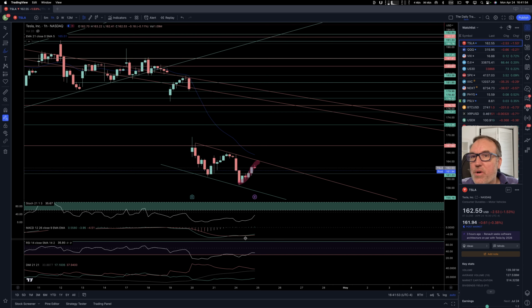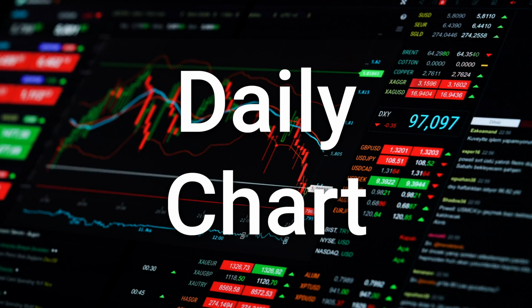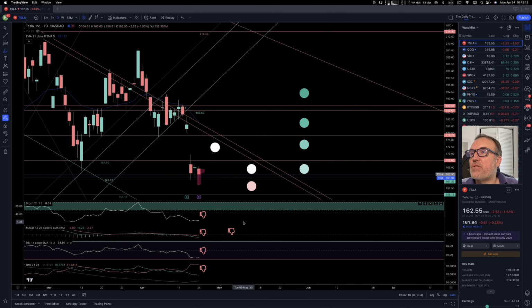We have a MACD bullish crossover. RSI was oversold right here in this period. Now it's not oversold anymore, but it's 35. And the DMI is pretty bearish also. Let's come back to the daily chart. Let's look at our indicators. So stochastic at 8, quite low. MACD still dropping, RSI at 33, and DMI pretty bearish.